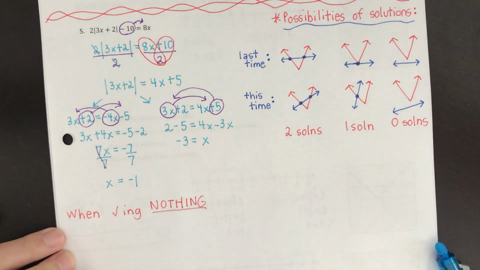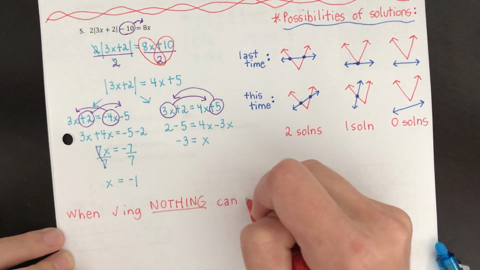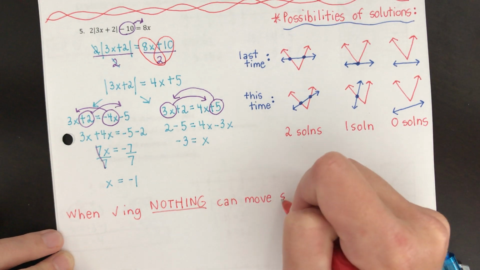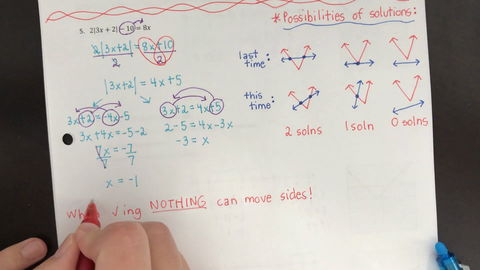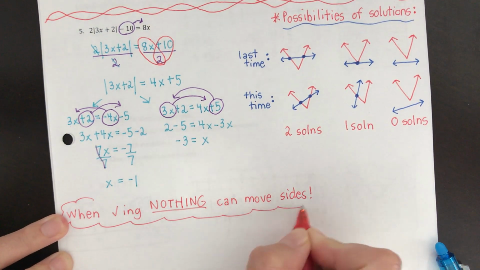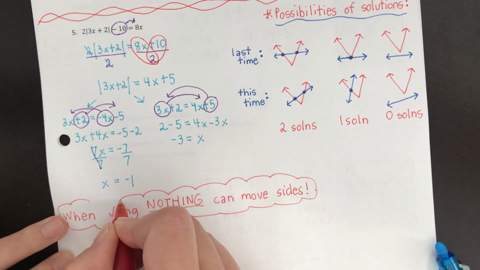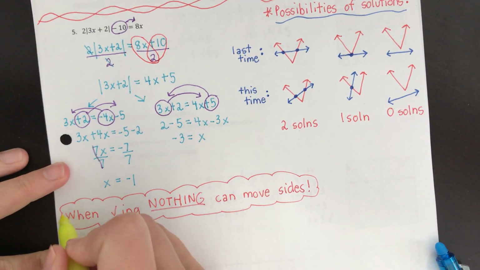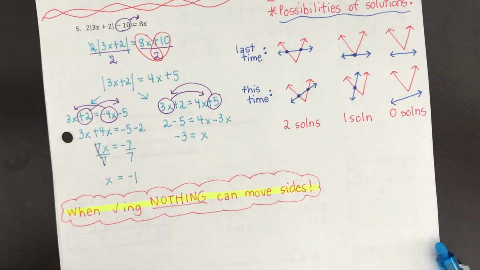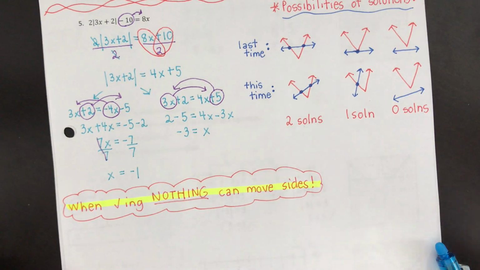When checking, nothing can move sides. I will reiterate that. I have said it. I'm saying it again. You know what? I'm going to bubble it and I'm going to highlight it. Will that make it pop? Okay, when checking, nothing can move sides. So let's go ahead and check now.